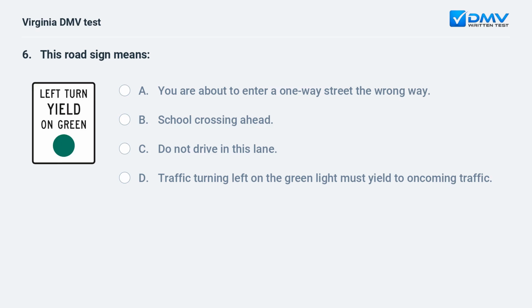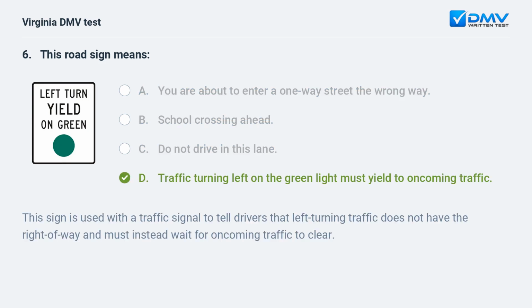This road sign means A. You are about to enter a one-way street the wrong way. B. School crossing ahead. C. Do not drive in this lane. D. Traffic turning left on the green light must yield to oncoming traffic. D. Traffic turning left on the green light must yield to oncoming traffic. This sign is used with a traffic signal to tell drivers that left-turning traffic does not have the right of way and must instead wait for oncoming traffic to clear.